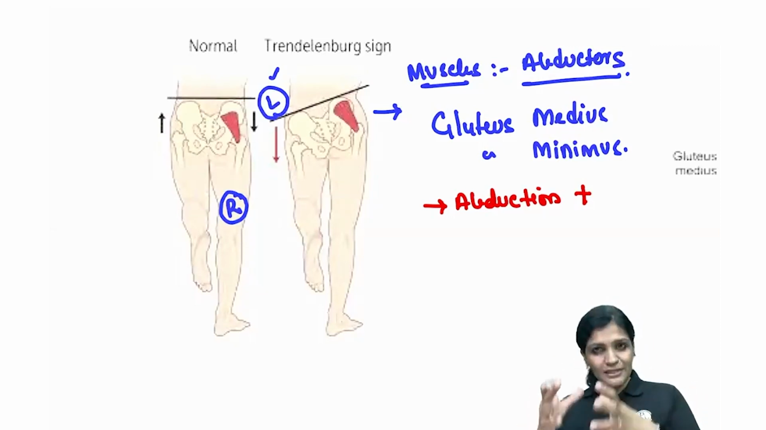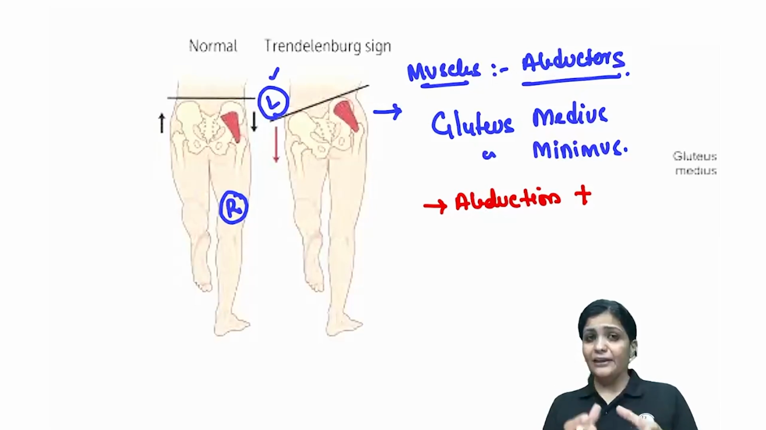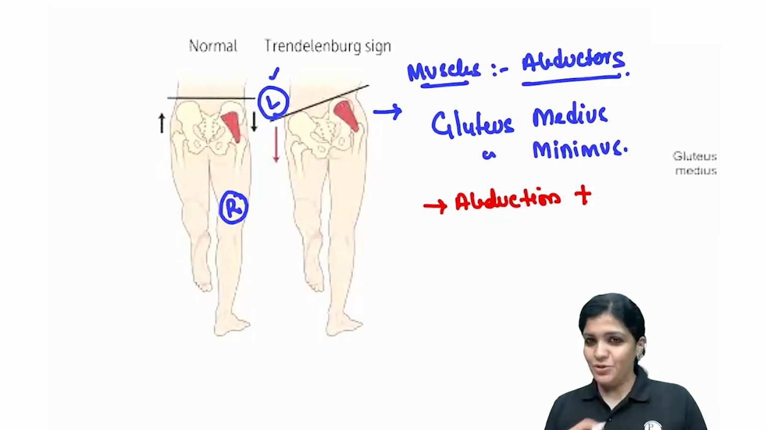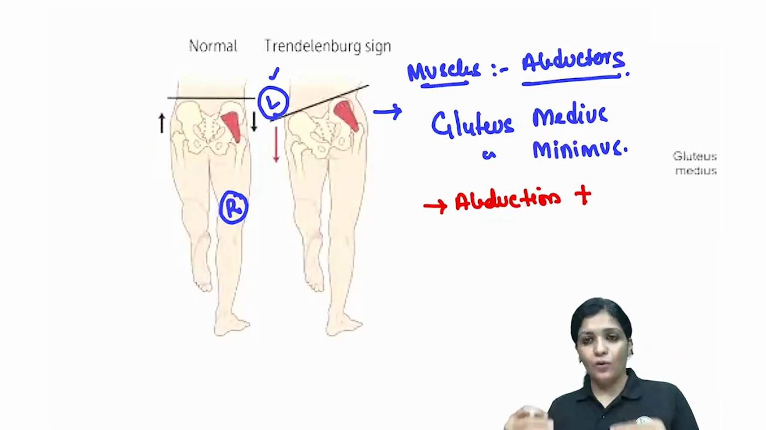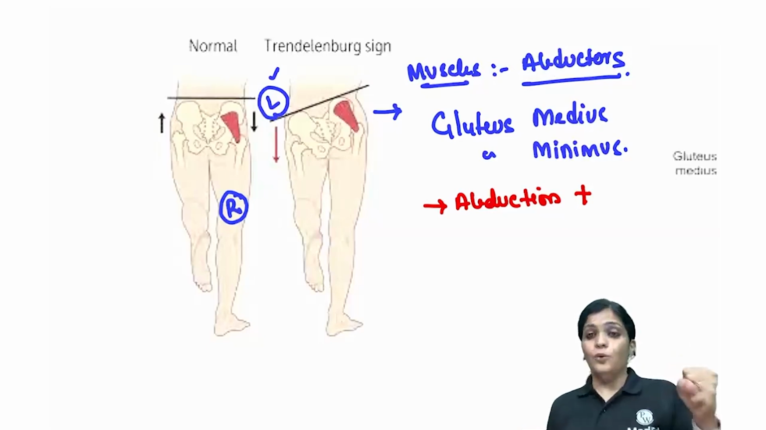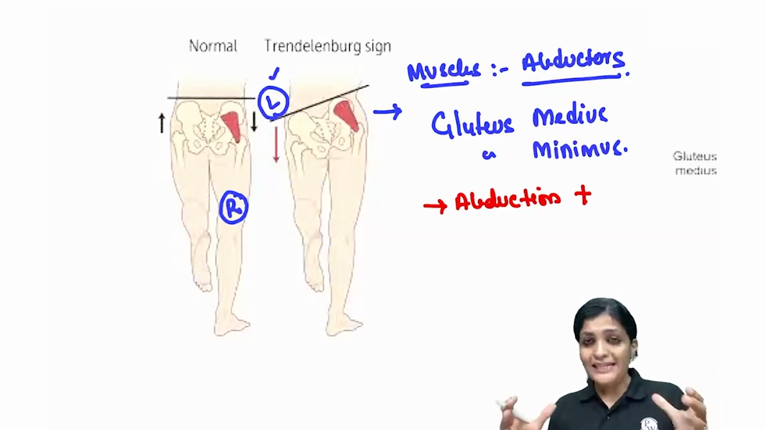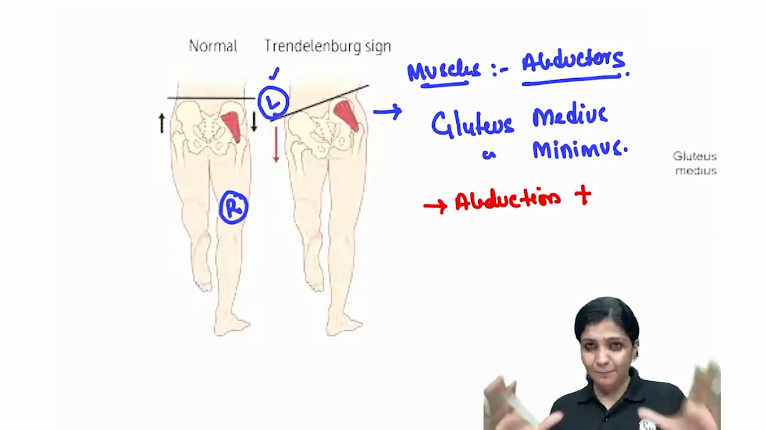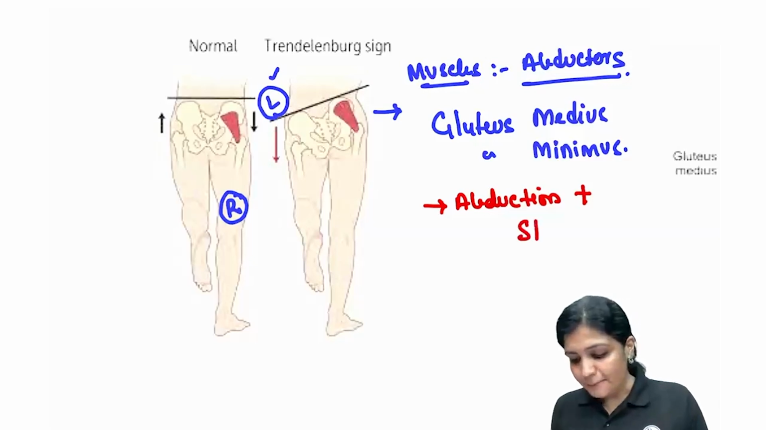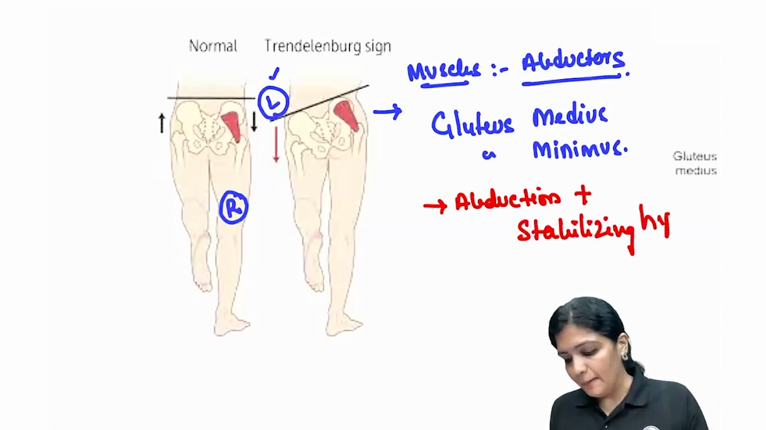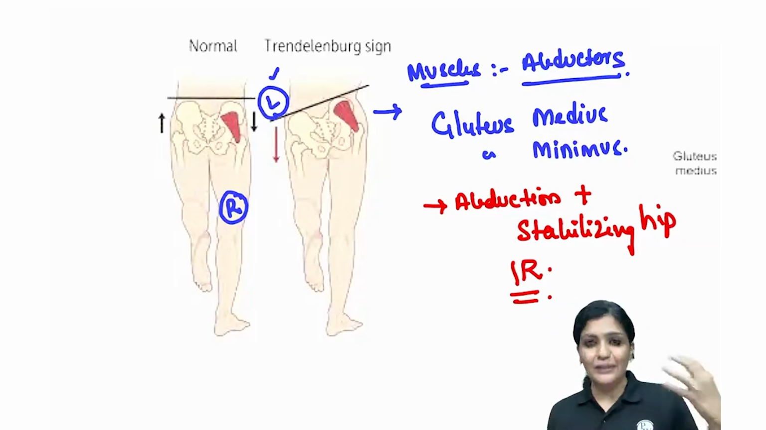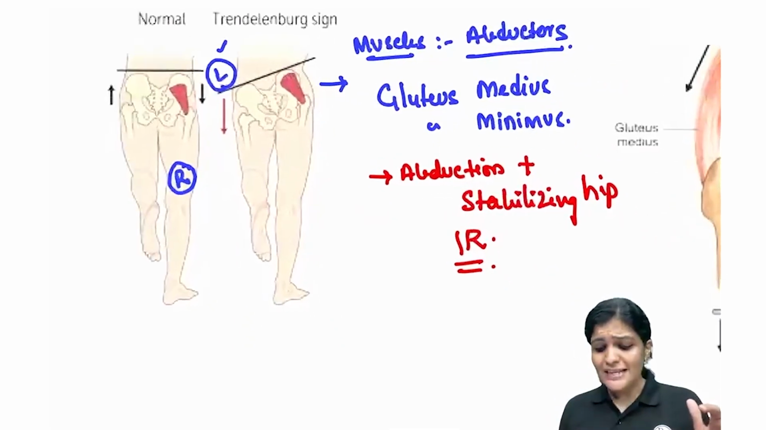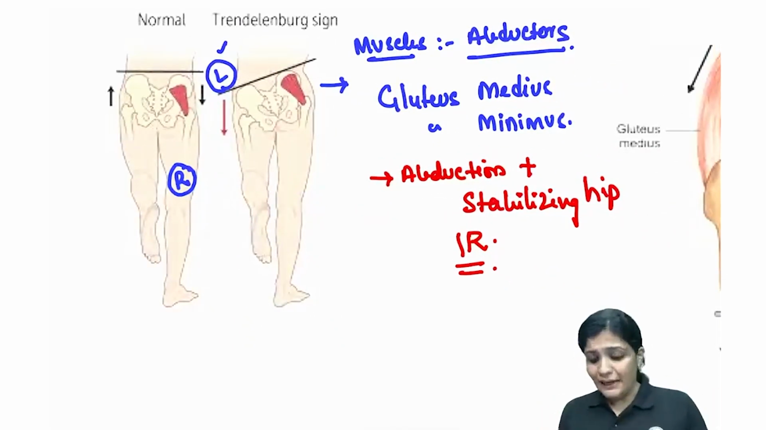If you're standing on a single limb, like for example now we are putting the entire weight on the right side, these two abductors take control of the pelvis and see that there is no tilt in the pelvis. So the action is stabilizing the hip along with abduction, and the gluteus medius is also involved in internal rotation. This test, as we already told you, is called the Trendelenburg test.